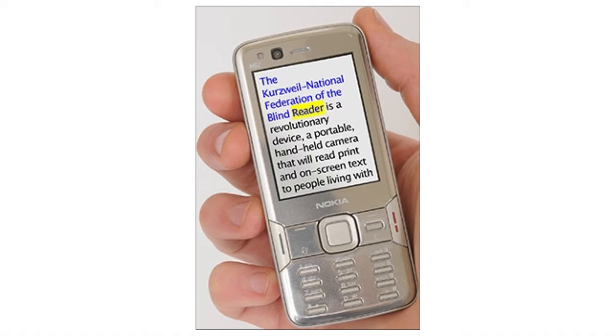Kurzweil, by the public, is probably known most as a futurist and a writer, sometimes making predictions that seem outlandish, and some probably are, but he is an unbridled optimist when it comes to the possibilities that technology offers.